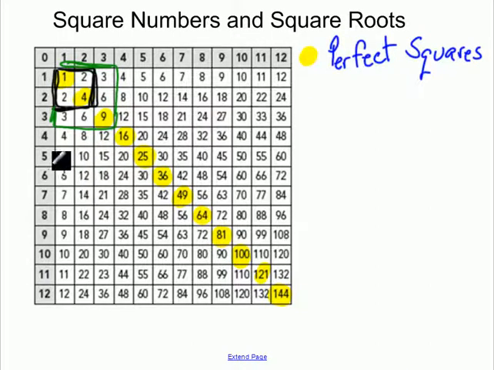So for example, a 6 by 6 square has 6 long and 6 wide, so there are 36 squares on the inside of that. So they make an actual shape of a square. They can be arranged into a square. So that's where the name comes from.